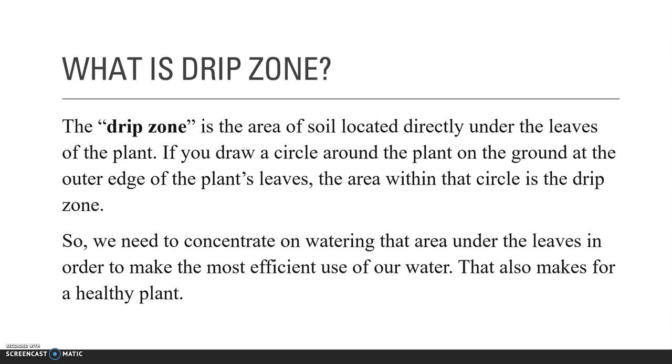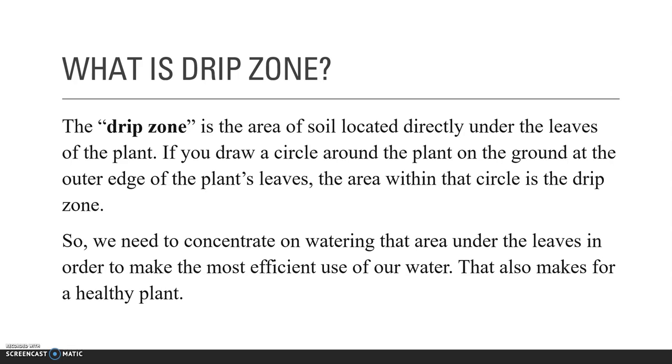To determine that, we first need to know the drip zone for a particular plant. The drip zone is the area of soil located directly under the leaves of the plant. For example, if you have trees, a large tree canopy area is around 3 meters. If you draw a circle around the leaves, you will get a particular zone. That zone is called the drip zone. We need to concentrate on watering within that area because the rooting area is within that zone.